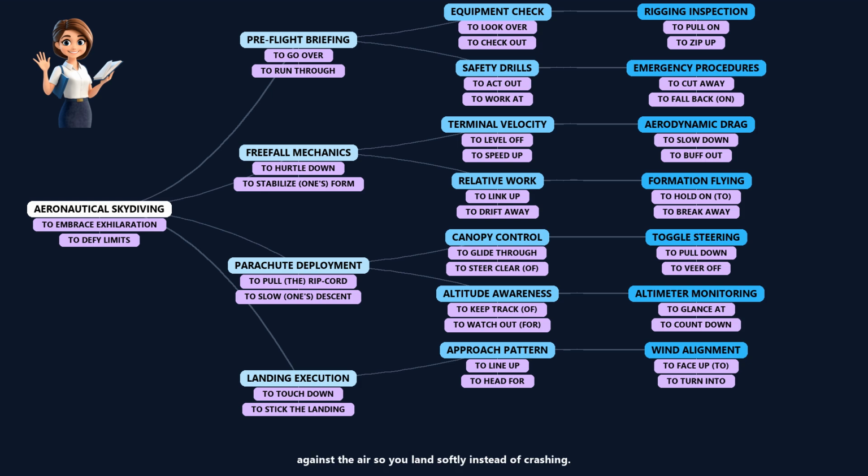Impact absorption. Impact absorption is a practical goal of landing execution where you might roll out of a fast landing or simply stand up. Essentially, you use your legs to soak up the energy so you don't get hurt.